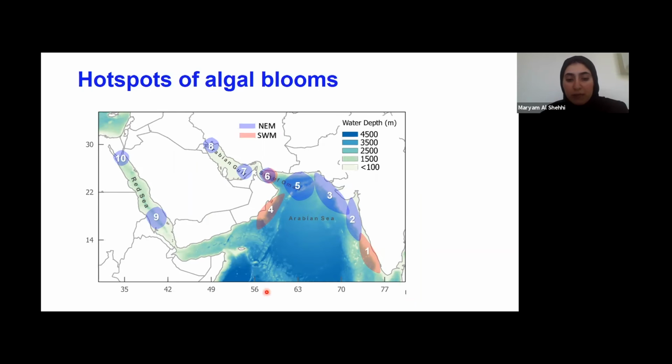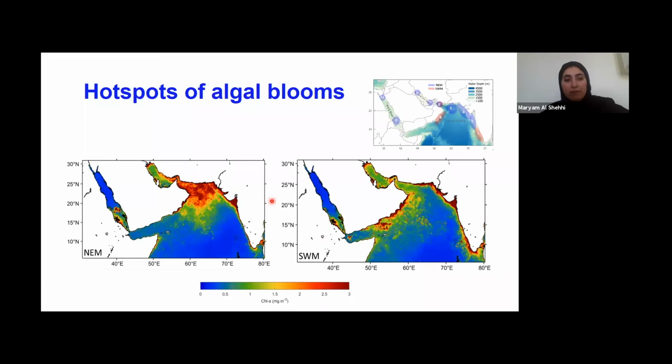So just to confirm our finding with the satellite images, we look at the satellite images, the climatology of the last 10 years, and we looked at the maximum chlorophyll A concentration during the northeast monsoon and during the southwest monsoon.